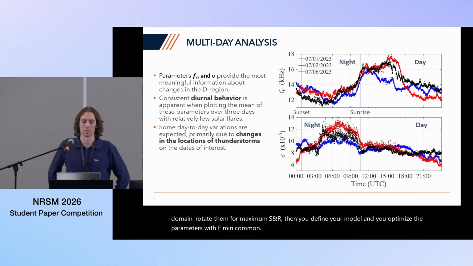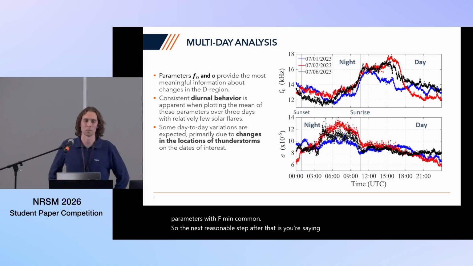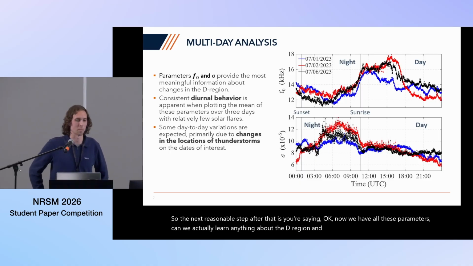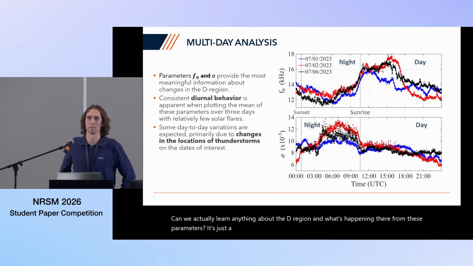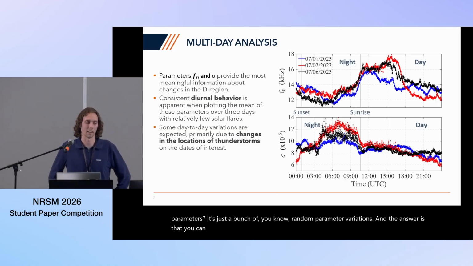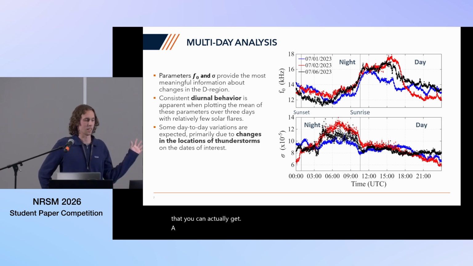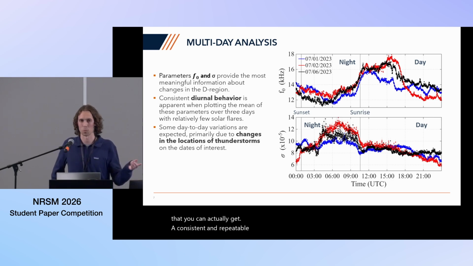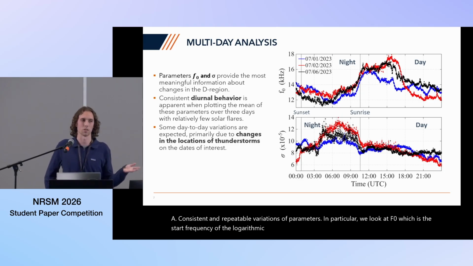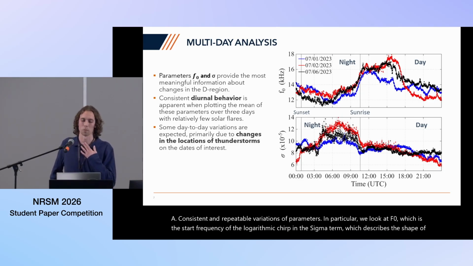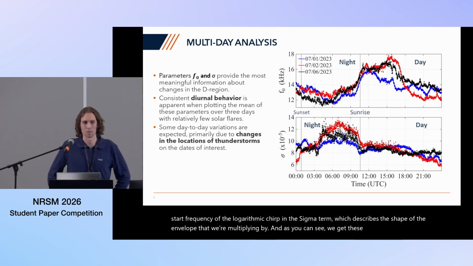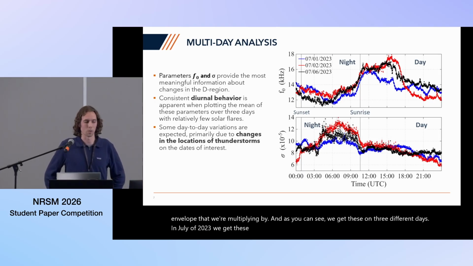The next reasonable step is you're saying, okay, now we have all these parameters. Can we actually learn anything about the D region and what's happening there from these parameters, or is this just a bunch of random parameter variations? The answer is that you can get quite consistent and repeatable variations in parameters. In particular, we look at F0, which is the start frequency of the logarithmic chirp, and the sigma term, which describes the shape of the envelope we're multiplying by. As you can see, on 3 different days in July of 2023, we get these pretty consistent diurnal variations.